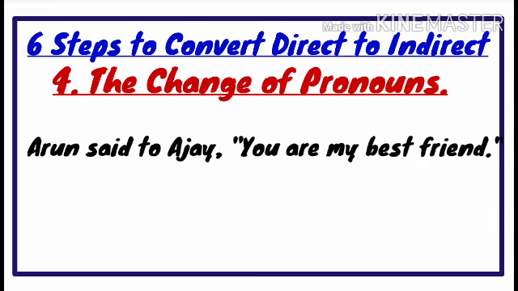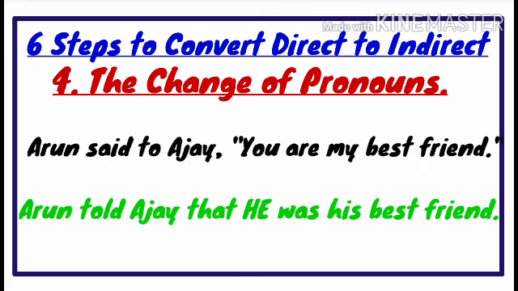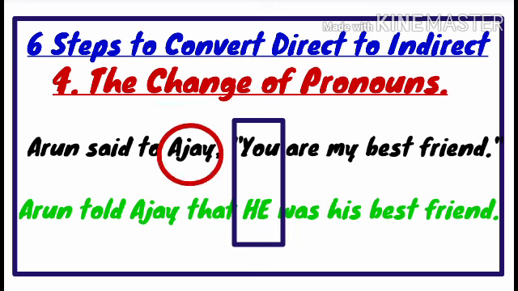So we have to change Arun said to Ajay that he was his best friend. So you changed to he. Why? Because here you means the object Ajay. Ajay means he. Arun said to Ajay that he was his best friend.